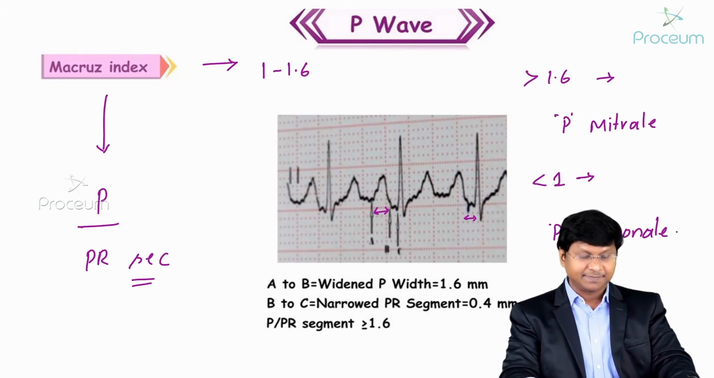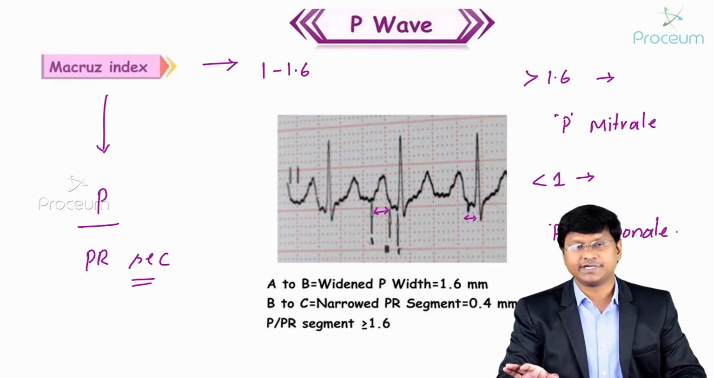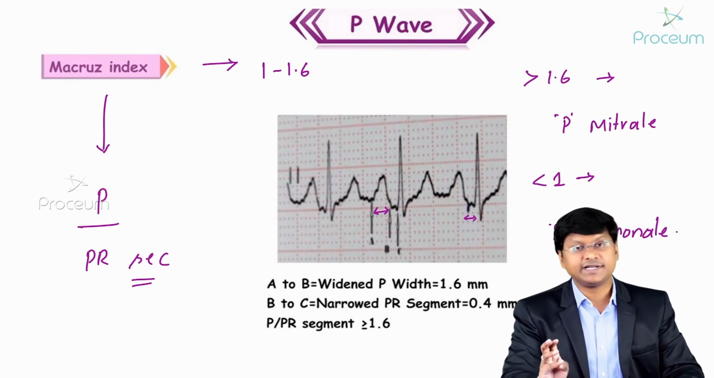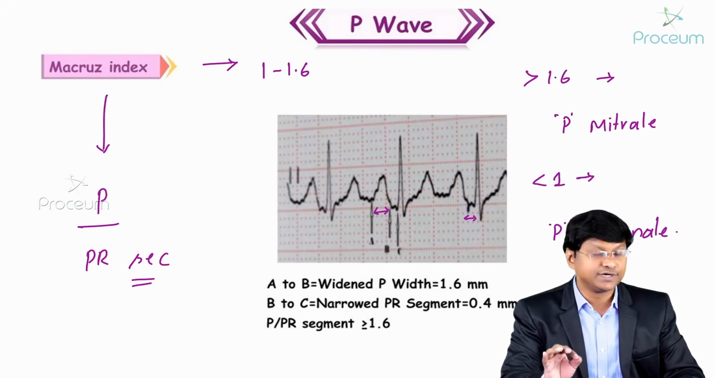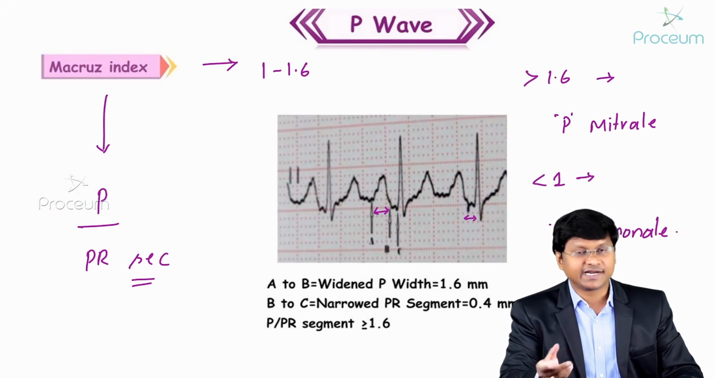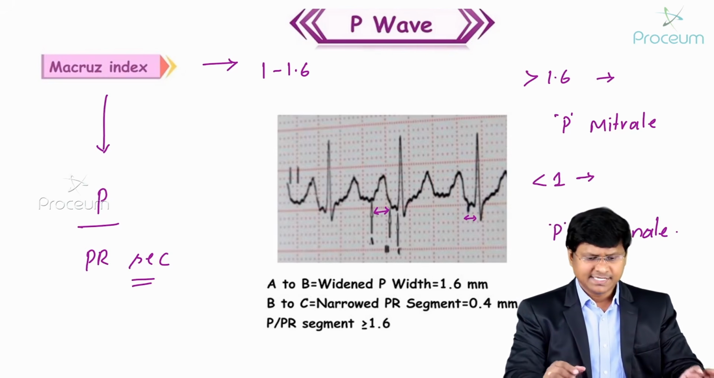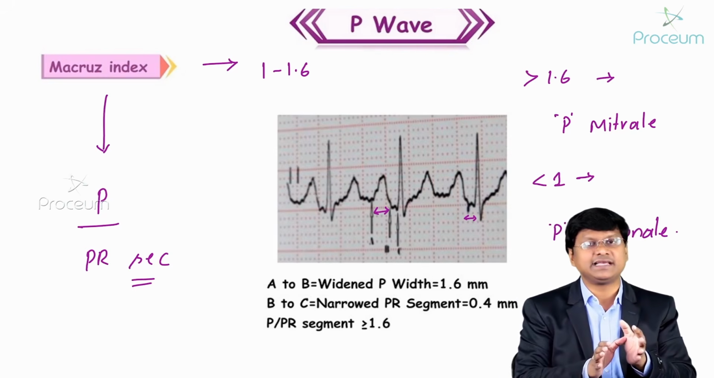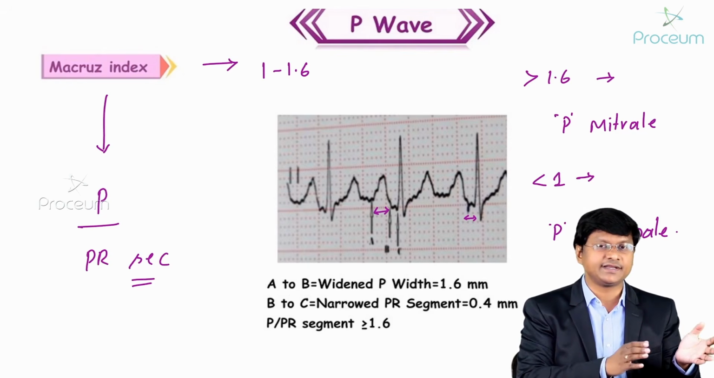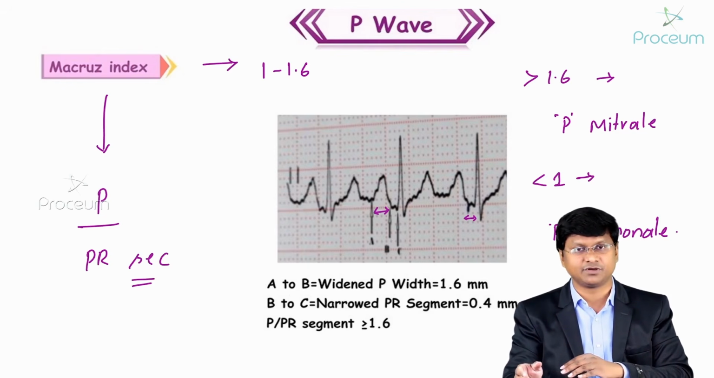Right, that indicates the P pulmonale. So that is your Macruz index. The Morris index as well as the Macruz index are mainly helpful to decide whether right atrial or left atrial abnormality is present or absent. Now, summarizing all the abnormalities, right atrial abnormality as well as left atrial abnormality.